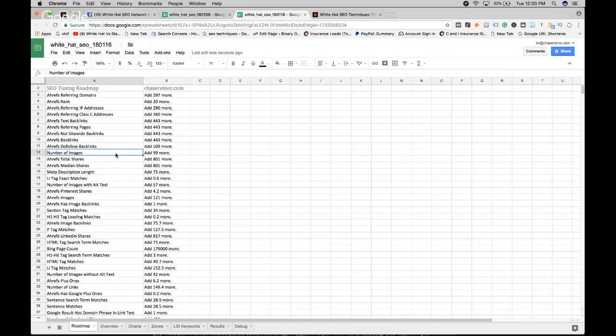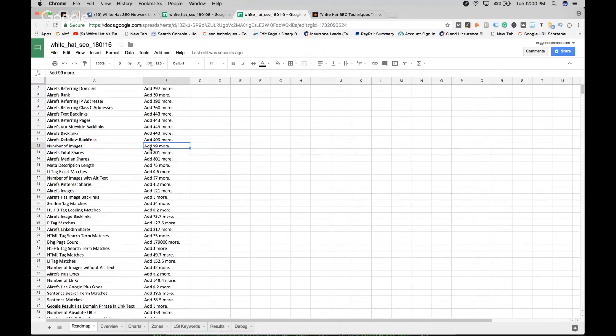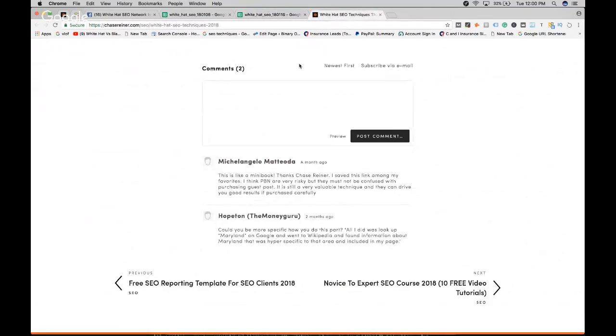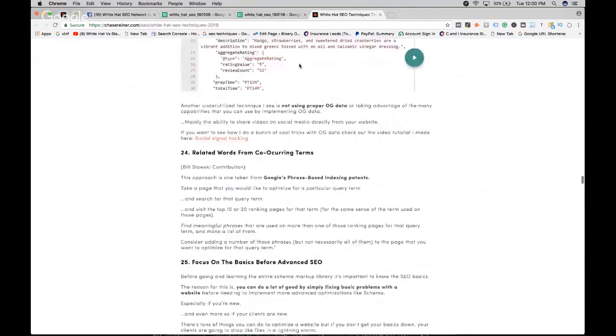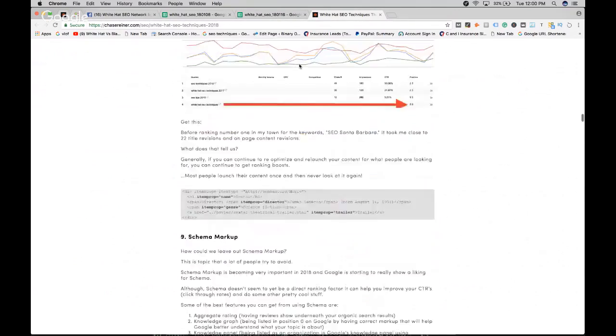And because those websites move up or down, it changes the correlations. Right. So this is crazy. We added a bunch more images, and now it's saying add 99 more images, and we already added a bunch from the initial 50 they were saying to add.